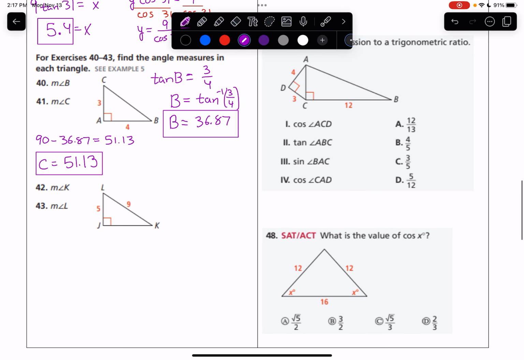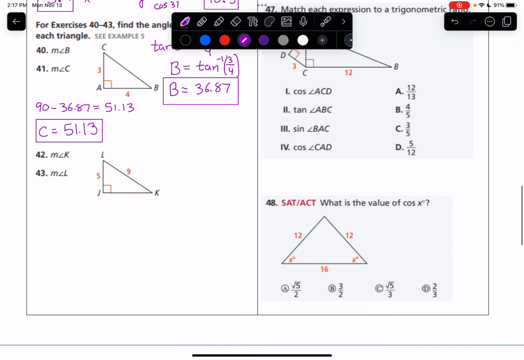Number 42 and 43. So same ideas here. I'm looking for the measure of angle K. If I'm standing on angle K, I know my opposite and I know my hypotenuse. So I know the things that I need to find the sine of angle K. So I'm going to say the sine of angle K is equal to opposite 5 over hypotenuse 9.